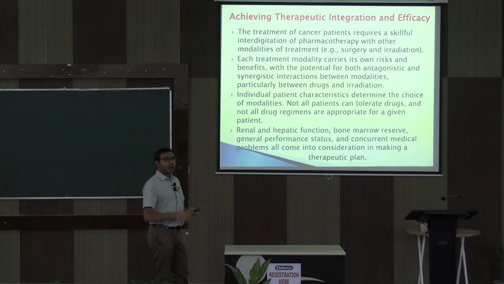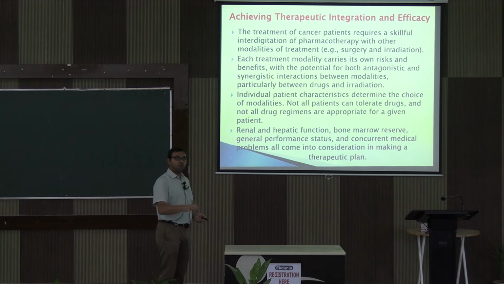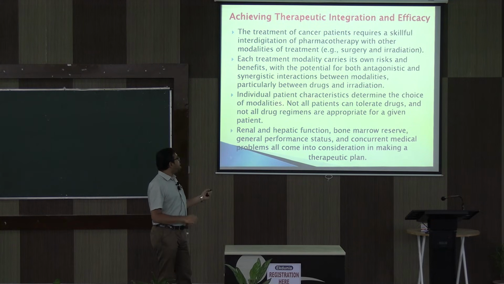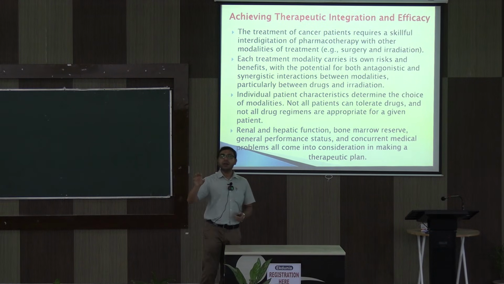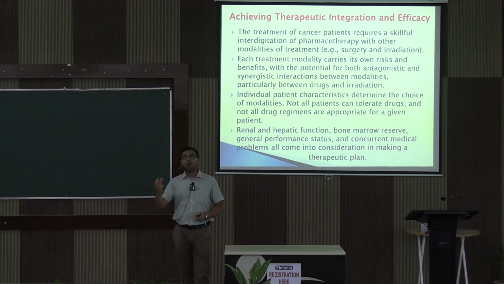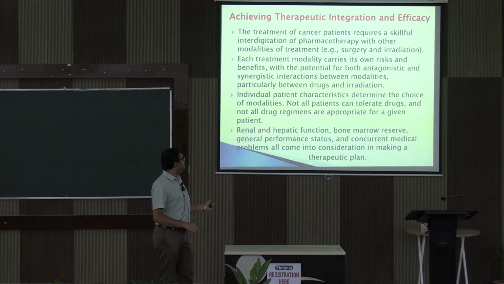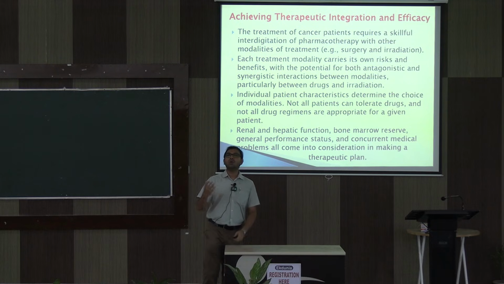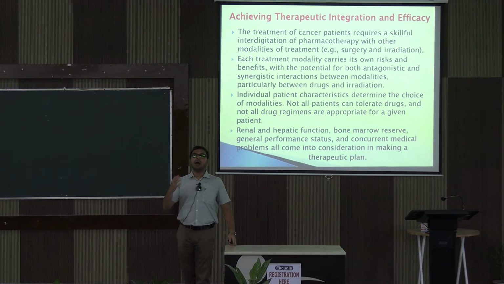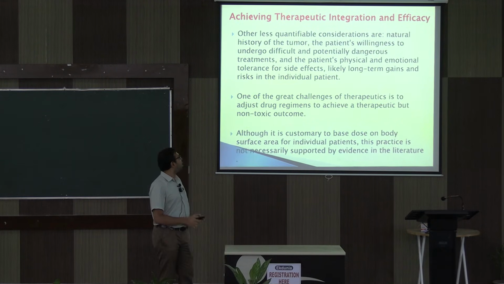Each treatment modality carries its own risks, and accordingly we have to choose. So for different types of cancer, there are different treatment algorithms. Individual patient characteristics, age, sex, race, and the different comorbidities should all be taken into account. Renal and hepatic function are very important. If there is renal compromise, we should not use those drugs that have very nephrotoxic potential.